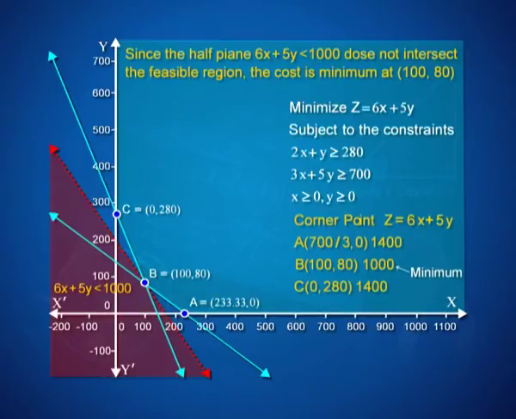But if you had noticed the theorem 2 that we discussed, it said if the region is unbounded, then an extra step is to be considered. What is that? You will now shade the half plane, that is 6x plus 5y less than 1000 to decide if 1000 is the minimum cost.